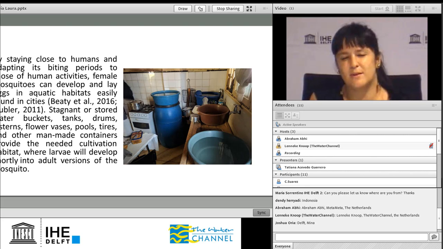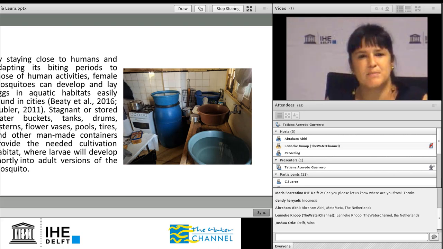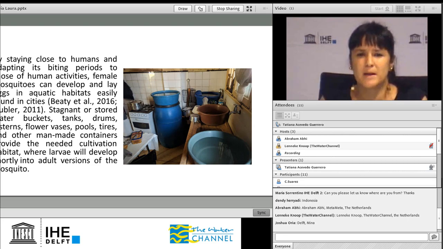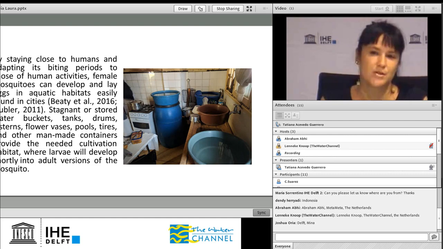One of the main characteristics of Aedes aegypti is that it stays close to humans. The flying pattern of Aedes aegypti cannot be very long, so they need to stay close to humans, and they have adapted their biting periods to those of human activities. Female mosquitoes can develop and lay eggs in aquatic habitats easily found in cities. As the world has been urbanizing, the mosquito has been urbanizing too. Stagnant or stored water, buckets, tanks, drums, cisterns, flower vases, pools, tires, and other human-made containers provide the needed cultivation habitat where larvae will develop shortly into adult versions of the mosquito.